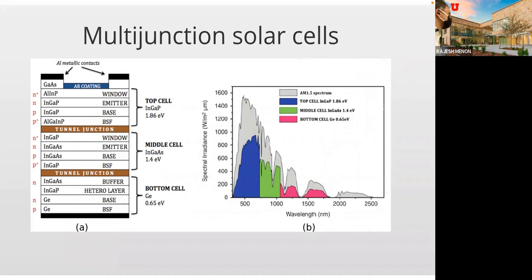And you've seen cells which look like on the left-hand side. In this example, the top cell, indium gallium phosphide, has a high band gap. Indium gallium arsenide, the middle cell, has a slightly lower band gap. And germanium, of course, has the lowest band gap at the bottom.